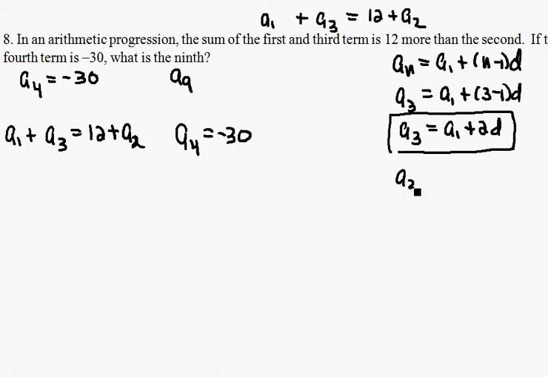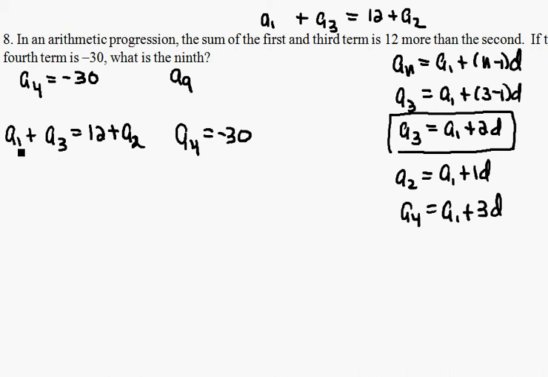A sub 2 is therefore, if a sub 3 is a1 plus 2 times d, that means a sub 2 would be a1 plus 1 times d, because it's 1 less than that. And a sub 4 will be a1 plus 1 less than 4, which is 3 times d. So let's sub these values into these 2 equations, and hopefully we'll have 2 equations and 2 unknowns.